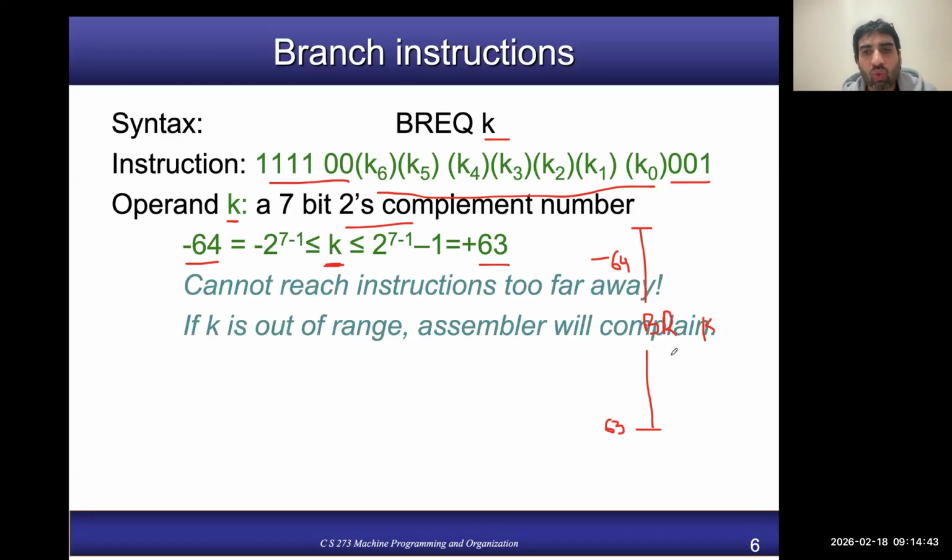So it cannot reach instructions too far. If you want to jump to an instruction in the forward direction, let's say at relative position 100, relative to the location of the branch itself, you cannot use this branch instruction, because the maximum is 63 forward. Similarly, if you want to go backward, let's say -100, you can't use this instruction because it cannot go too far. Okay. That restriction comes from the fact that the destination is specified using only a 7-bit code, and if you have a 7-bit code that is a 2's complement number, then the range is -64 to 63.